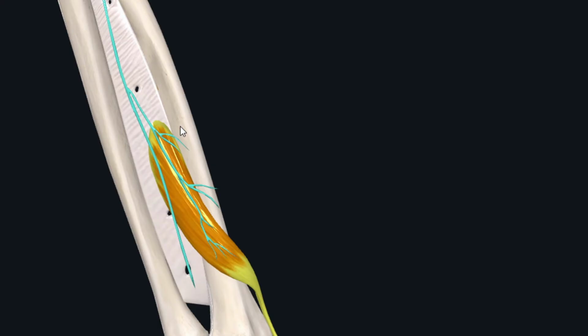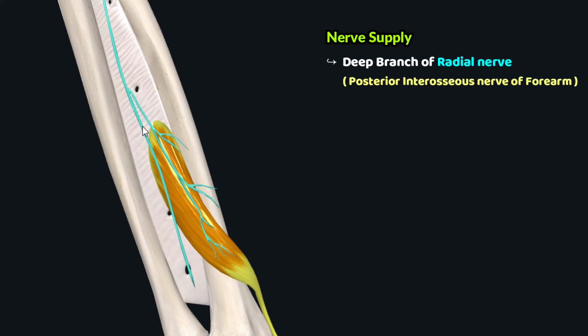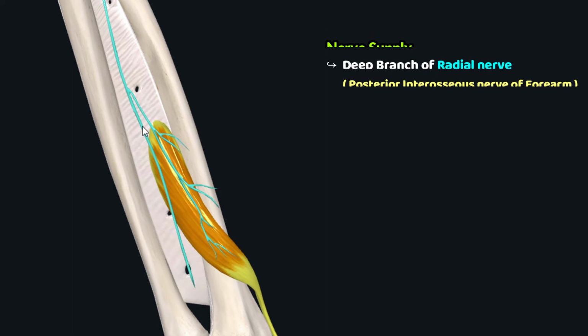Now lastly, let's move on to the nerve supply of this muscle. So just like the other extensor or posterior muscles of forearm, the extensor pollicis brevis muscle has got its innervation from the deep branch of radial nerve, which is also called the posterior interosseous nerve of forearm.